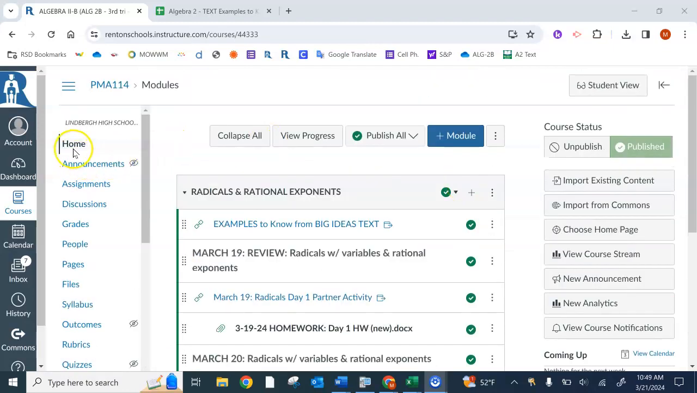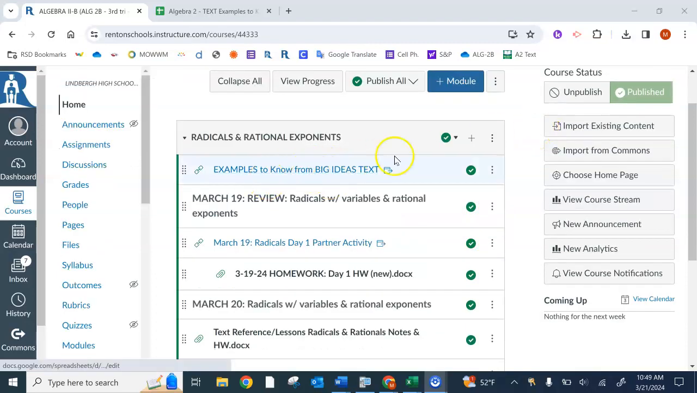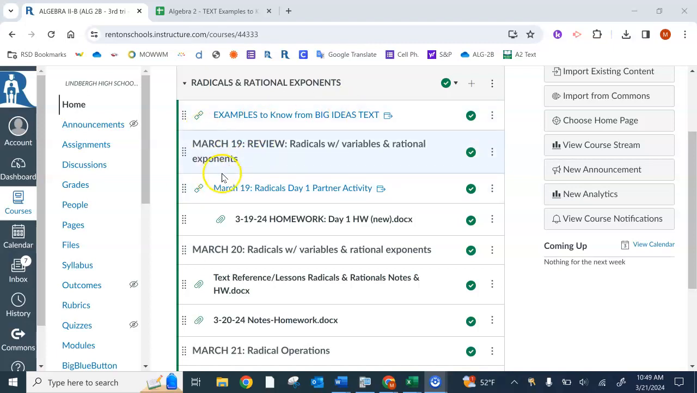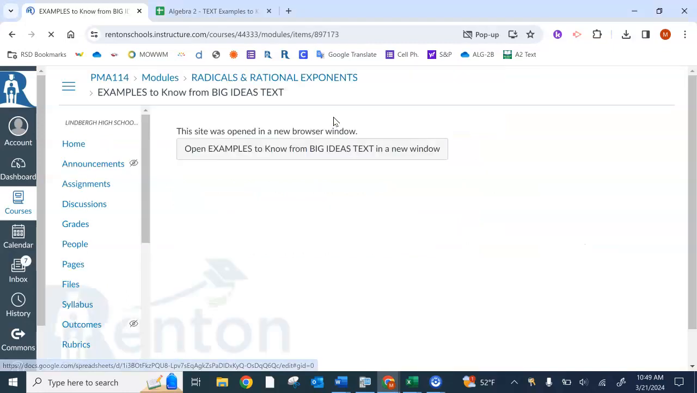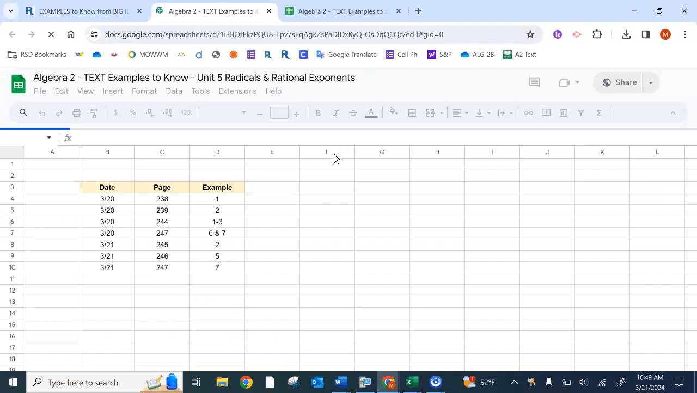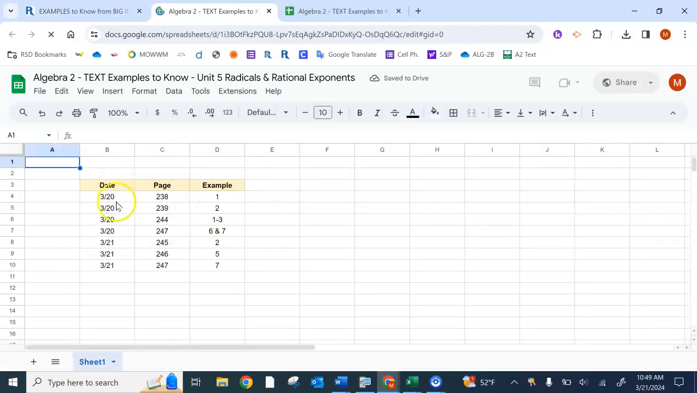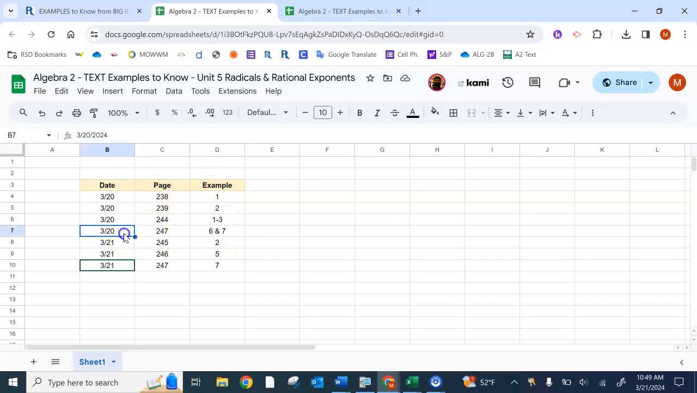As always, please go to Canvas and you'll see the unit, radicals and rational exponents. At the very top, before any of the lessons or any of the days, you'll see the examples to know from the Big Ideas text. If you click on that, it'll take you to a file which shows you, based upon the date, which examples we're covering and which page. We already did yesterday's, so today these are the ones you can go over, okay?